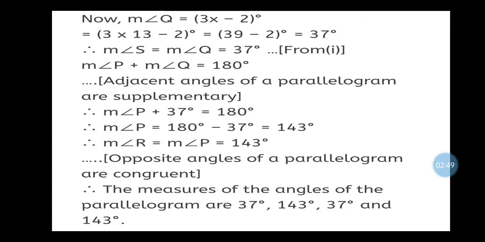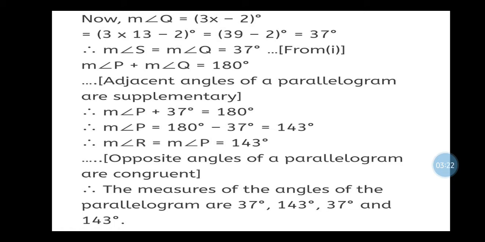Now we need to find the value of other two angles. Measure angle P plus measure angle Q is equal to 180 degree. The reason behind it, the property is adjacent angles of parallelogram are supplementary, that is 180 degree. So measure angle P plus 37 degree is equal to 180 degree. Subtracting 37 from both sides, we get measure angle P is equal to 180 minus 37, that is equal to 143. Measure angle P is equal to 143 degree.